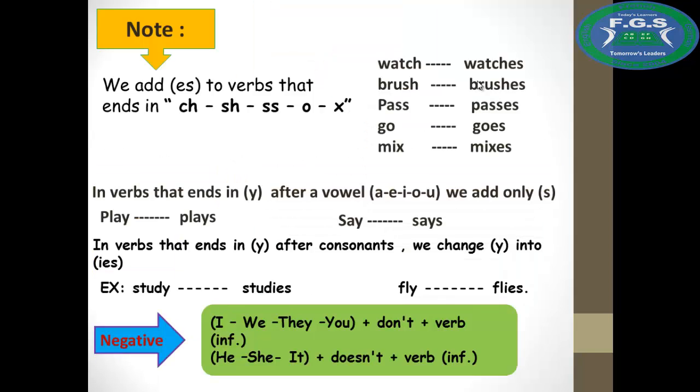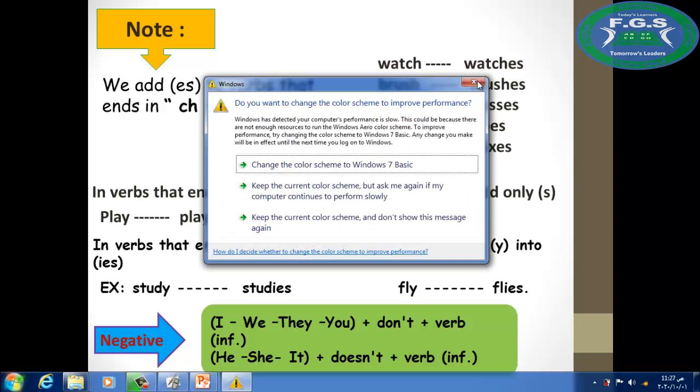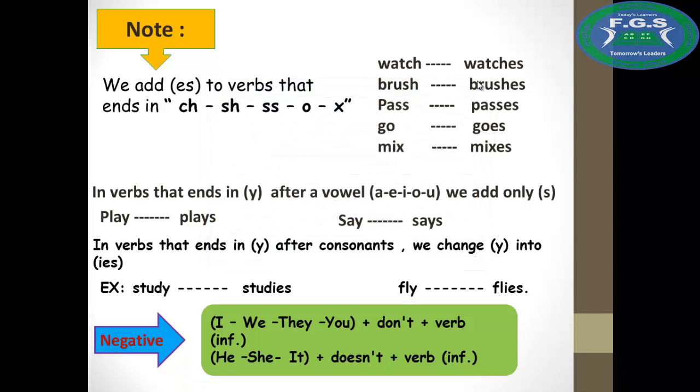Okay, note, we add es to verbs that end in ch, sh, double S, O, or X. For example, watch, watches. Brush, brushes. Pass, passes. Go, goes. Mix, mixes. That's okay.